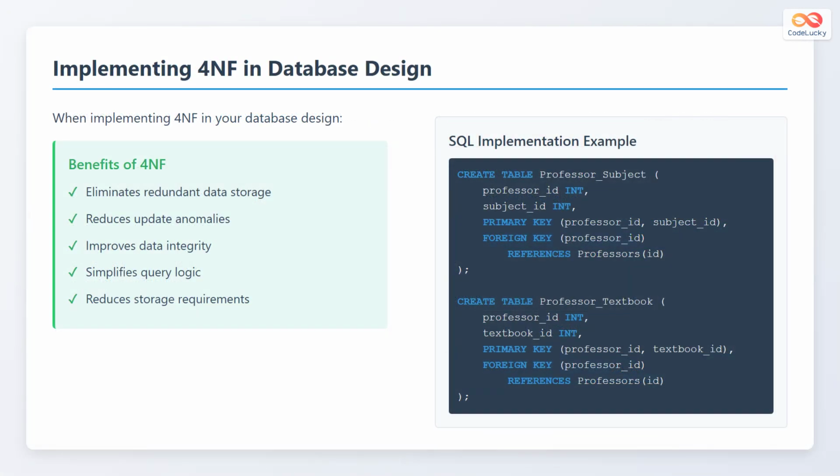When implementing fourth normal form in your database design, there are many benefits. These include eliminating redundant data storage, reducing update anomalies, improving data integrity, simplifying query logic, and reducing storage requirements.